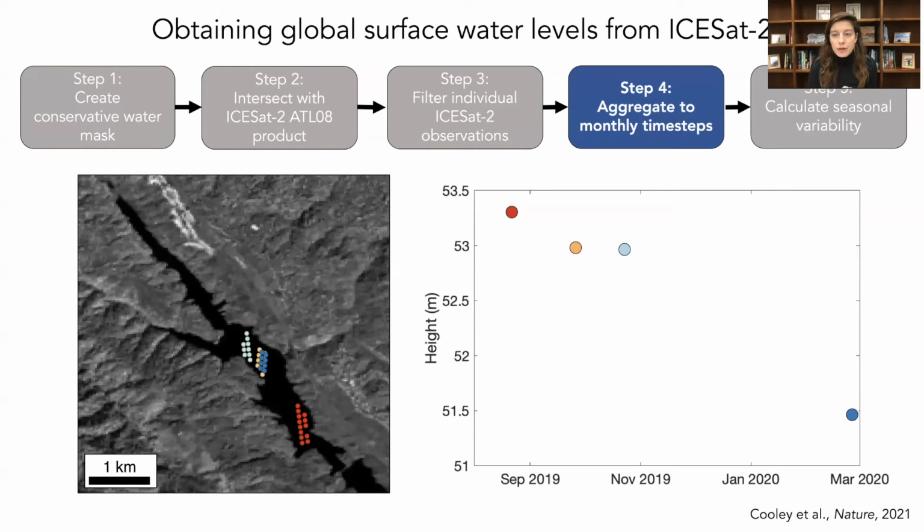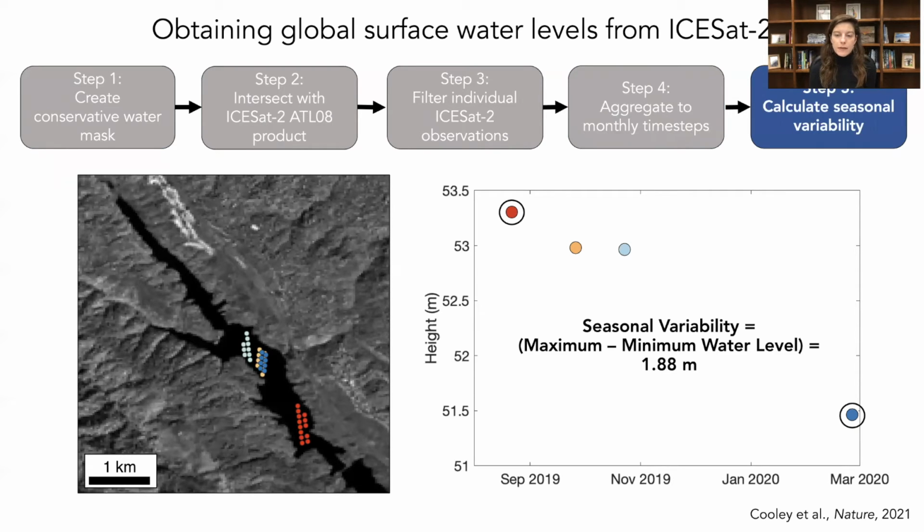The next step was to aggregate to monthly time steps, so to create a time series, and we used a monthly time scale for a couple of reasons. One, because of the multiple tracks in the same day, we needed some sort of aggregation period, and this allowed us to filter out observations for large lakes, and also provided a standard time period over which to perform the analysis. And then finally, the final step was to calculate the variable that we were, of course, interested in out of all of this, which is the seasonal variability in water level. And we calculate this quite simply as just the maximum minus the minimum water level observed over our study period.